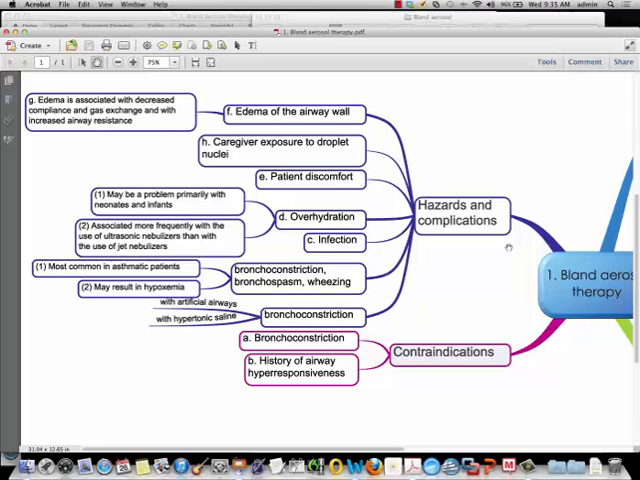Why would I give them more fluid into their lungs if they've already got too much? So that's an adult case where you don't want to overhydrate that person. They're already too overhydrated. Associated more frequently with the use of ultrasonic nebulizers than with the use of jet nebulizers. Ultrasonics produce about 3 times as much output as a jet nebulizer. They really can pump out the liquid.